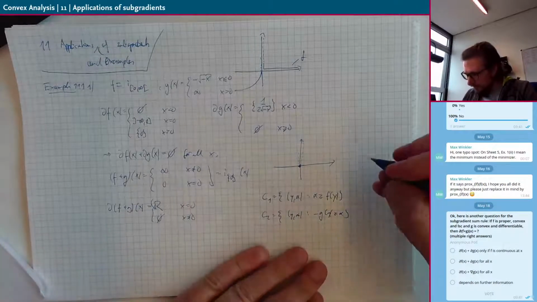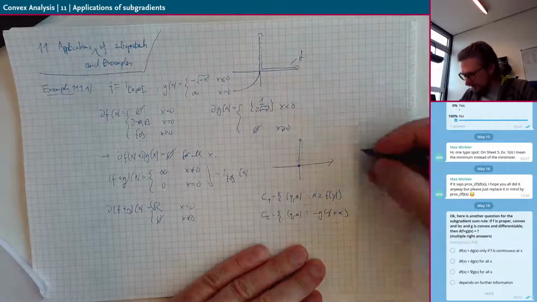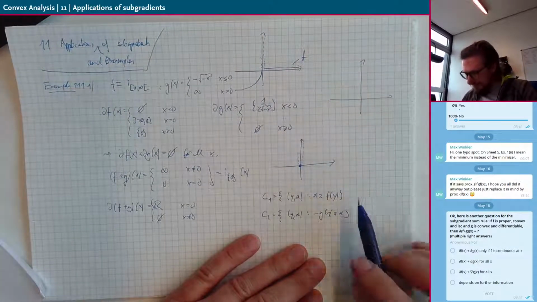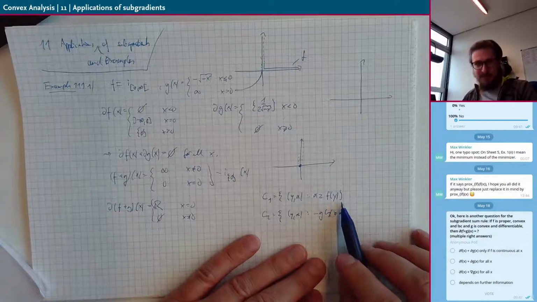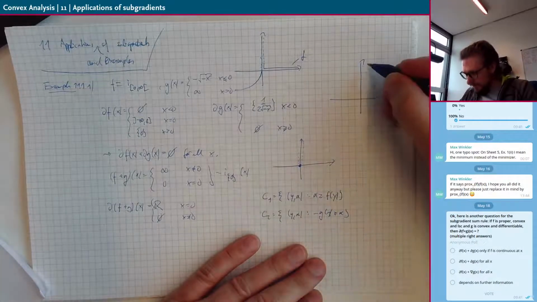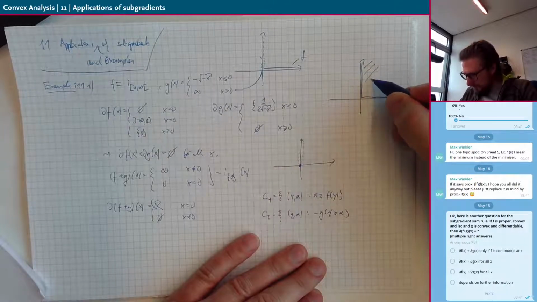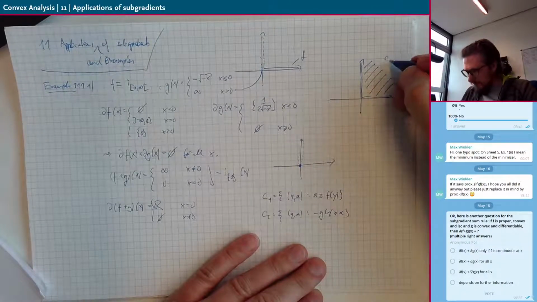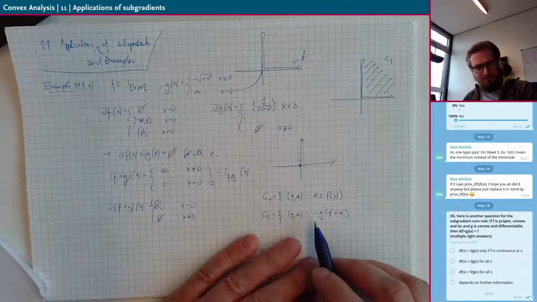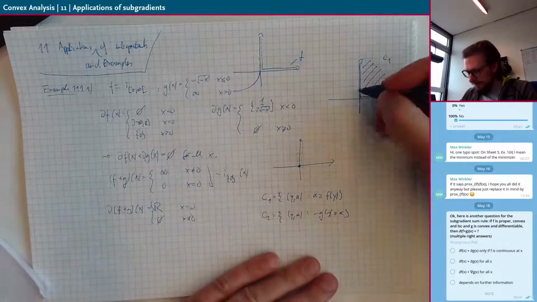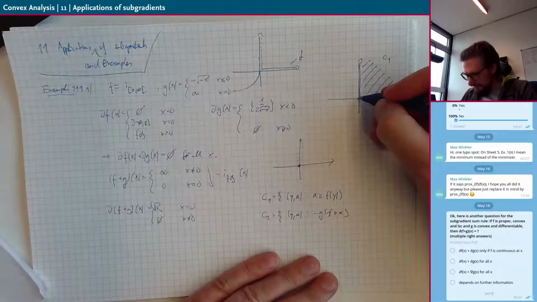So how do these sets look in this case? Let's do it up here. First, the set C1 is basically just the epigraph of f. You take all this positive orthant here, and this is C1. And what is C2? C2 is kind of the subgraph of g flipped. If you have a look, it looks like this.